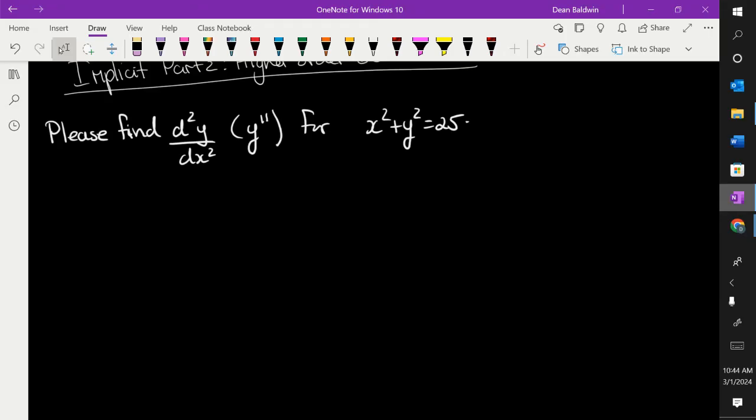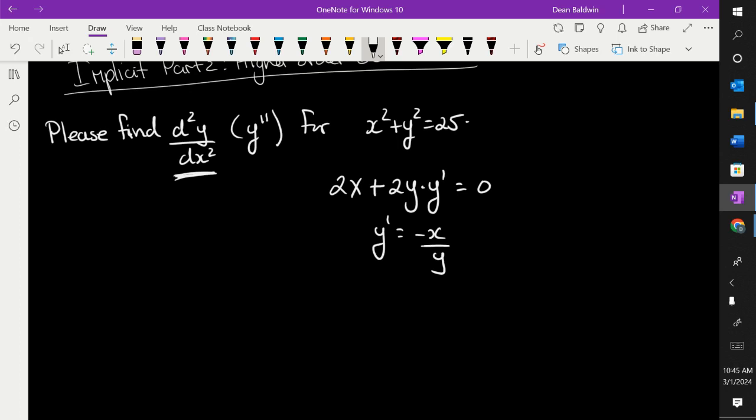Step. You can't find the second unless you find the first. So what's the derivative of x squared with respect to x? 2x. Plus, what's the derivative of y squared with respect to x? 2y y prime. What's the derivative of a constant? 0. So we manipulate this to solve for y prime. I move the 2x over, it becomes negative, divide off the 2's. I get negative x over y. There's your first derivative.